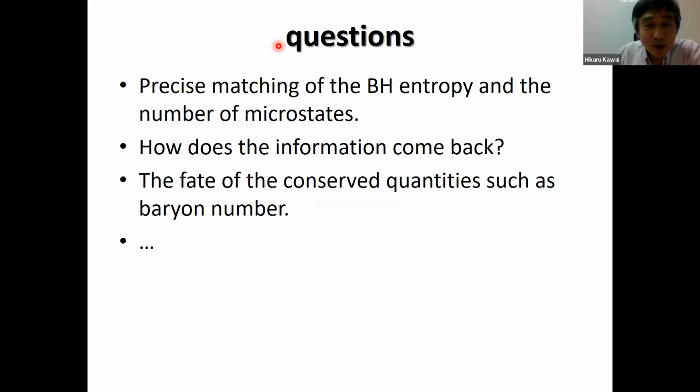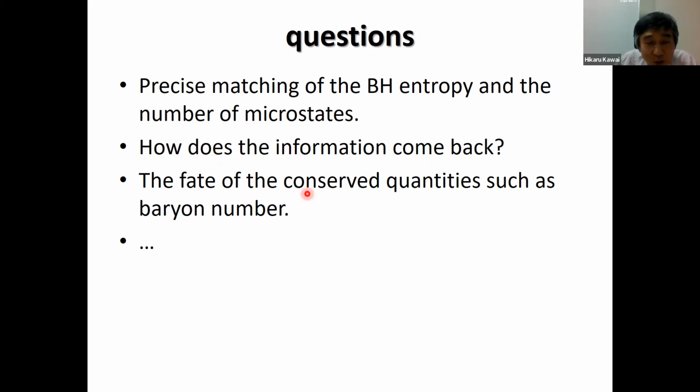But still we have many questions. So for example, we still don't know the precise matching of the black hole entropy and the number of microstates. As I said, entropy comes from S waves, but so far we didn't have the precise matching. We don't know the overall constant. And also, we can roughly say that information comes back, but how does the information come back? We want to know precisely how it happens.